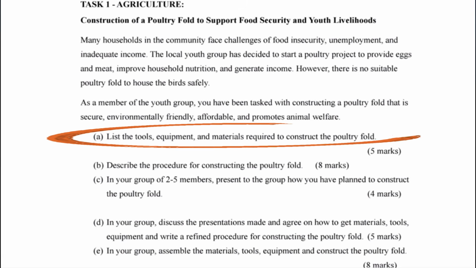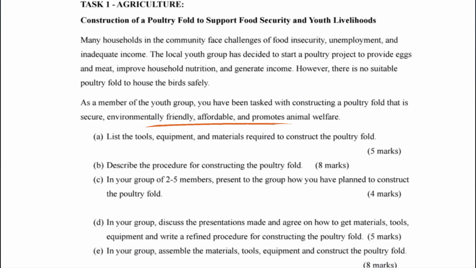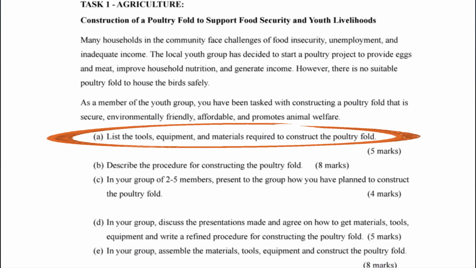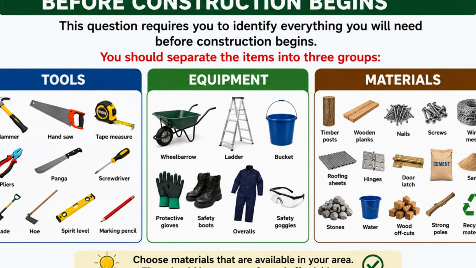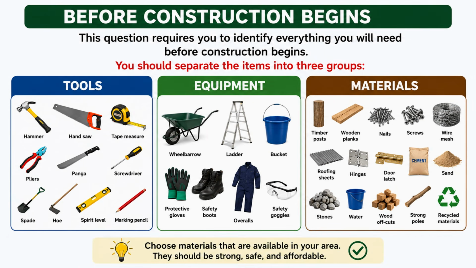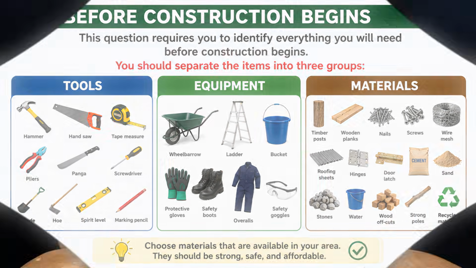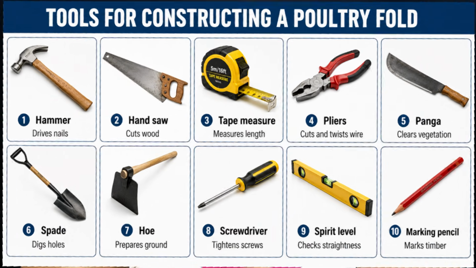Question A. List the tools, equipment, and materials required to construct the poultry fold. This question carries 5 marks. This question requires you to identify everything you will need before the construction begins. You should separate the items into 3 groups, and the groups are tools, equipment and materials. So let us begin with tools.